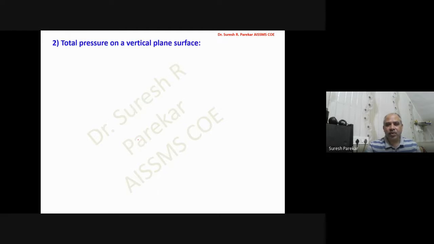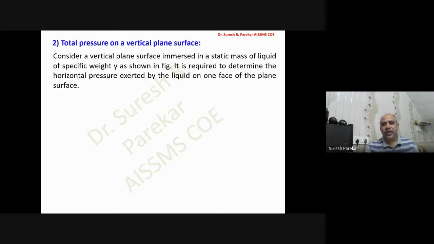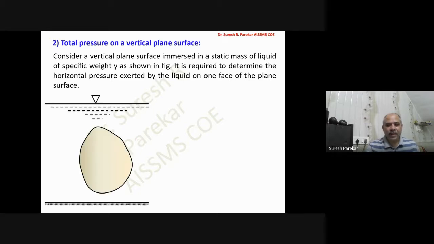Then we have second, total pressure on a vertical plane. So, here again we consider a vertical plane surface immersed in a static mass of fluid of specific weight gamma as shown in the figure. So this will be the vertical surface. It is required to determine the horizontal pressure exerted by the liquid on one face of the plane surface. So we are going to consider this as a plane surface. So we have considered this with unit thickness, and we are interested to find out the pressure on this.